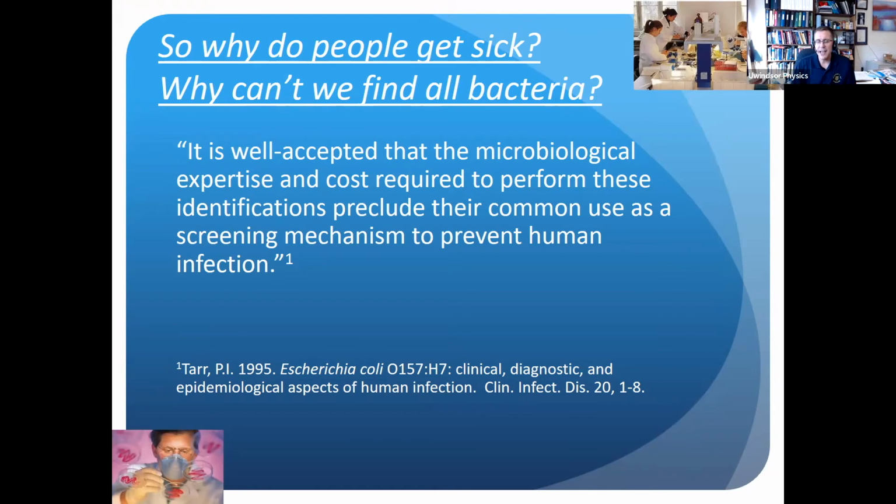So it turns out that, yeah, we have tools, but it's well accepted that the microbiological expertise and cost required to perform routine identifications preclude their common use as a screening mechanism to prevent human infection. So what it means is we have great tools at the hospital specifically for identifying bacteria. But in the hospital, it takes something like this to identify the bacteria. It's just expensive, slow, requires expertise. We want something that is cheap, fast, and requires no expertise. That's what does not exist right now.